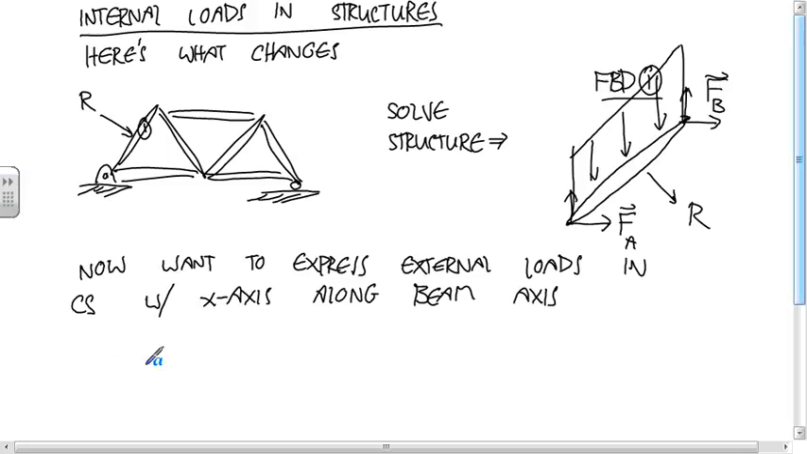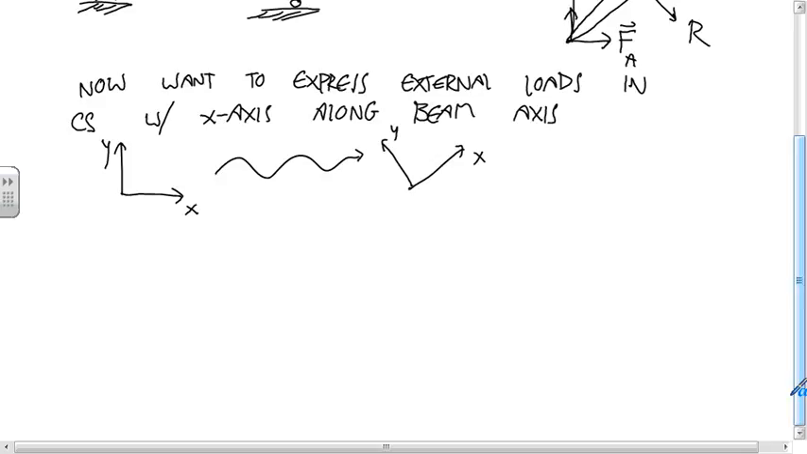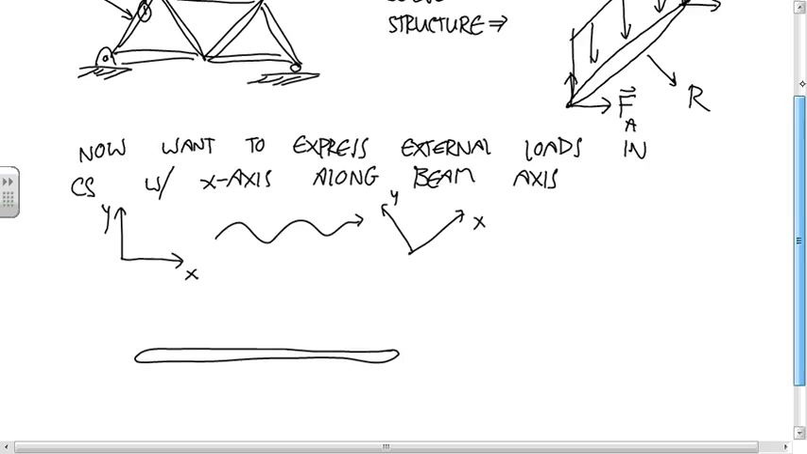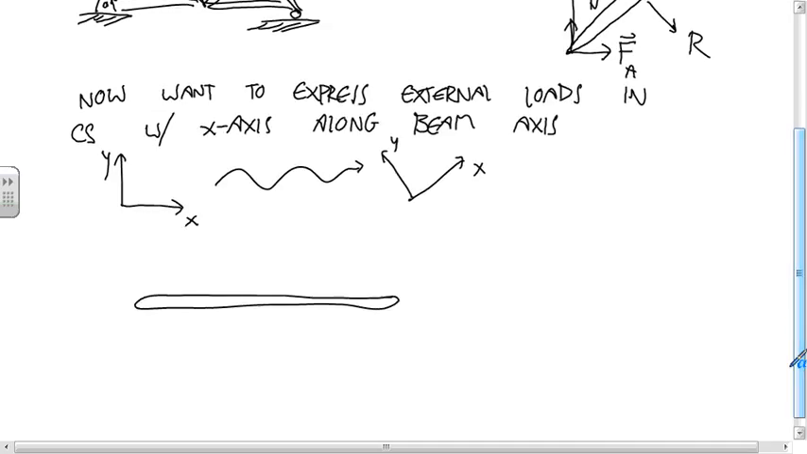So we want to go from an original coordinate system like this to a new coordinate system like this. We want to re-express all of those loads. And I'll talk about how to do that, and it involves the rotation matrix that I brought up once before. But if you do that intuitively, you understand that you get this new set of loads.